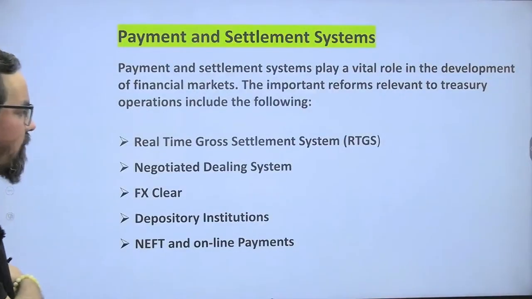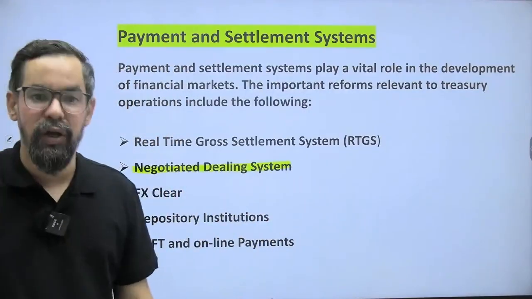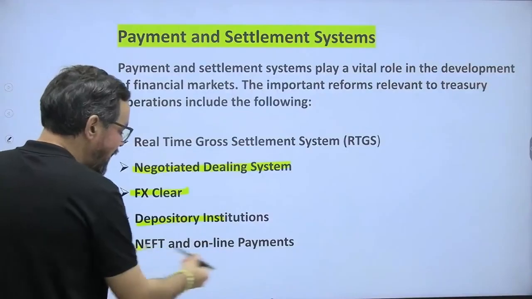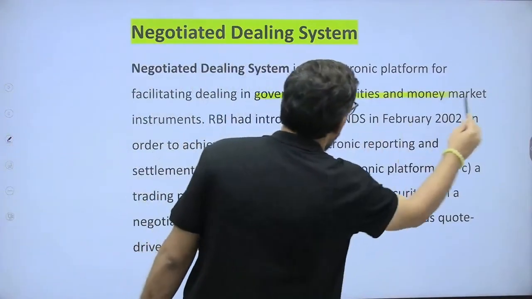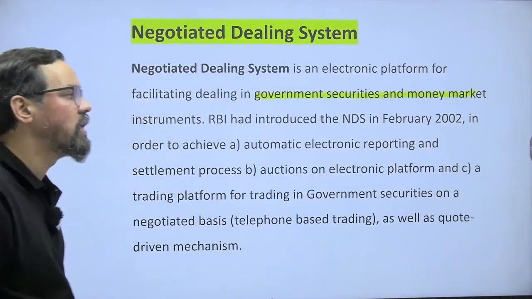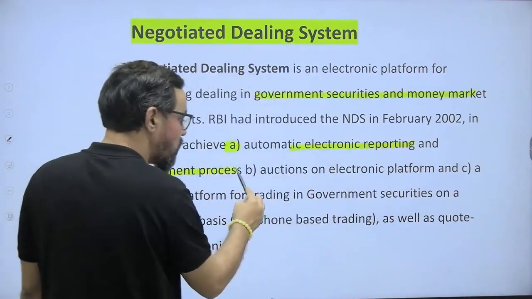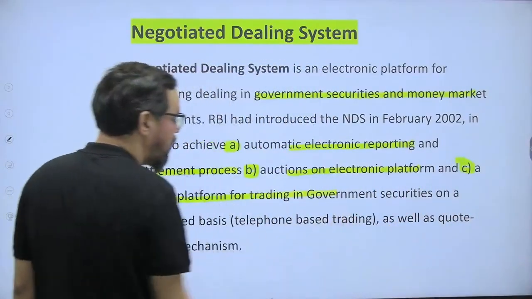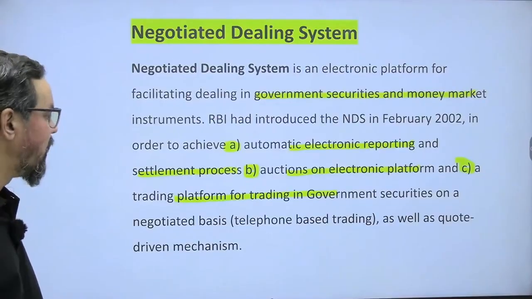Payment and settlements, where we have RTGS, negotiated dealing system, NDS, which is a kind of auction platform for the government securities. We'll discuss this. Forex Clear, depository institutions, NSDL, CDSL, NEFT, RTGS, these are the very basic things. The NDS, that is negotiated dealing system, is an electronic platform for facilitating dealing in government securities and money market instruments. RBI introduced NDS in 2002 to achieve automatic electronic reporting and settlement process, auction on an electronic platform, and a trading platform for trading in government securities on a negotiated basis, telephone based trading as well as code driven.